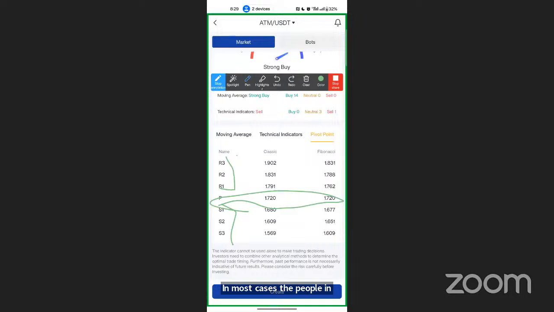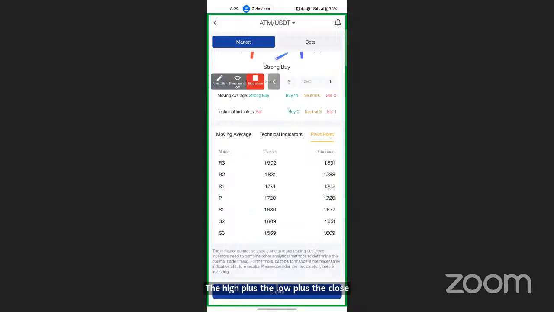Now, classic pivot points are popular technical analysis tools used by traders to identify potential support and resistance levels in the market. They are calculated using the previous day's high, low, and closing prices. Now, this is the main pivot point. It is calculated like we have discussed, the high plus the low plus the close. This one will be the same, whether it is Fibonacci or classic. I'm just differentiating for you. I'm not going to go into how they are calculated.